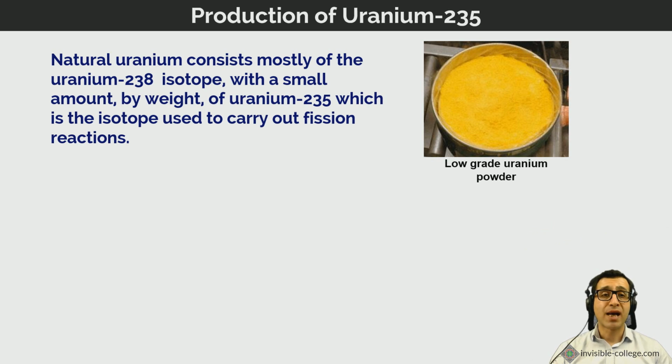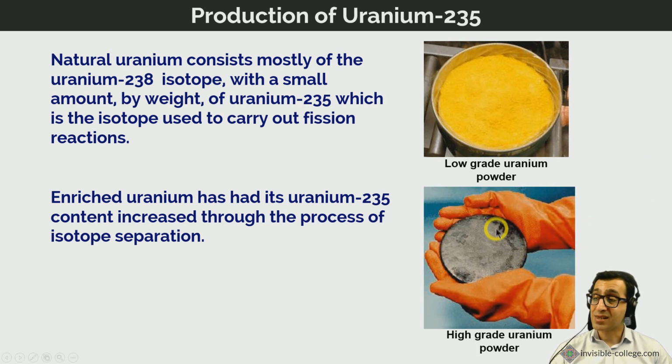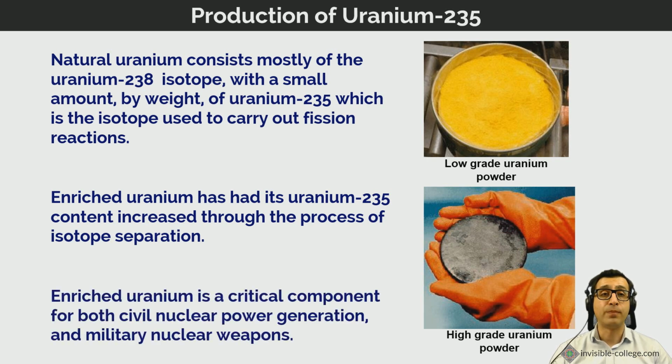Now, enriched uranium has had its uranium-235 content increased through the process of isotope separation. And so here we can see a disk of high-grade uranium powder. Enriched uranium is a critical component of both civil nuclear power generation, but also military nuclear weapons as well. So we need this kind of purity of uranium to use it in nuclear power applications, but also in nuclear weapons. In order to get this, we need to refine low-grade uranium powder by taking out the uranium-238 and isolating and purifying the uranium-235.